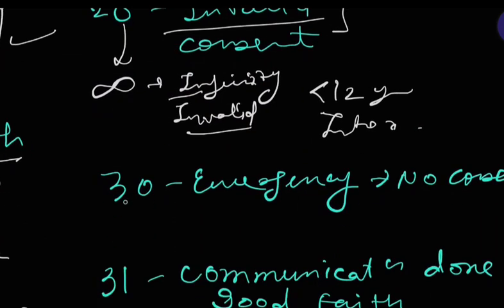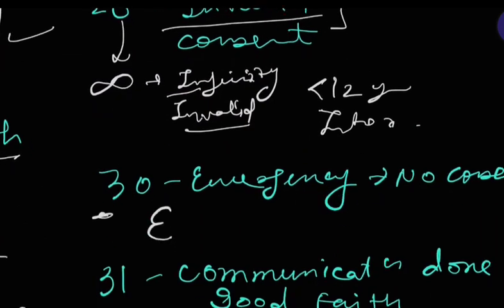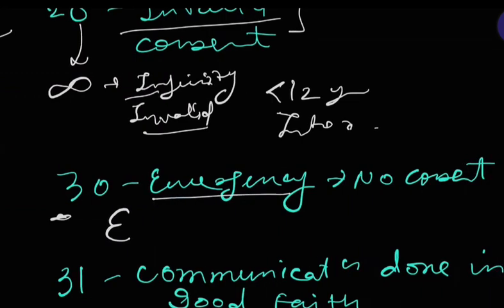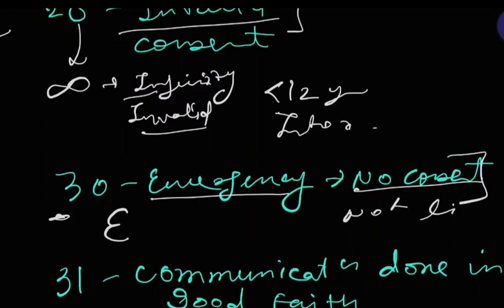Then in 30, 3 is coming, we have to reverse the 3. Emergency. So whenever a consent is not taken, but it's an emergency kind of situation where a doctor has to perform an act, so no consent is taken and the doctor will not be liable. Then 31, communication done in good faith, like a doctor told a patient that he has cancer and then the patient dies of stroke because of hearing that news, but the communication was done in good faith, so the doctor will again not be liable.